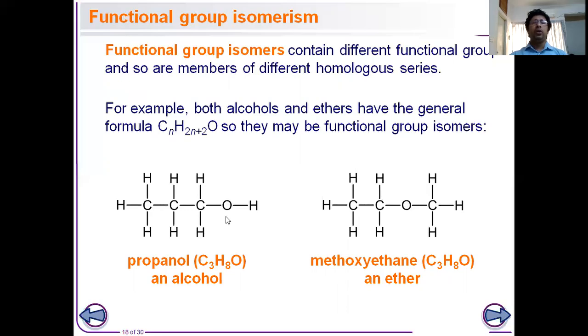In the first molecule, you can see that the functional group is OH. Its name is propanol, so this is an alcohol. So the functional group is OH, but in the second molecule, you can see the functional group is not OH. It is O. On the two sides of the oxygen, there are two alkyl groups. So these molecules are actually ethers. So the functional groups are not the same in these molecules. So these are examples of functional group isomerism. I'm going to change the slide now.